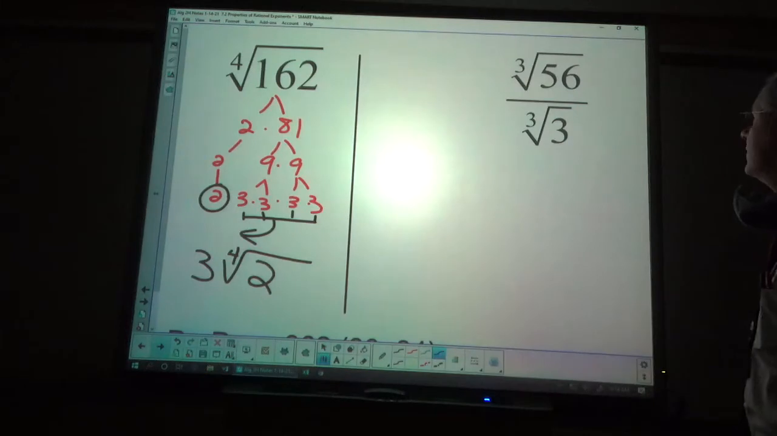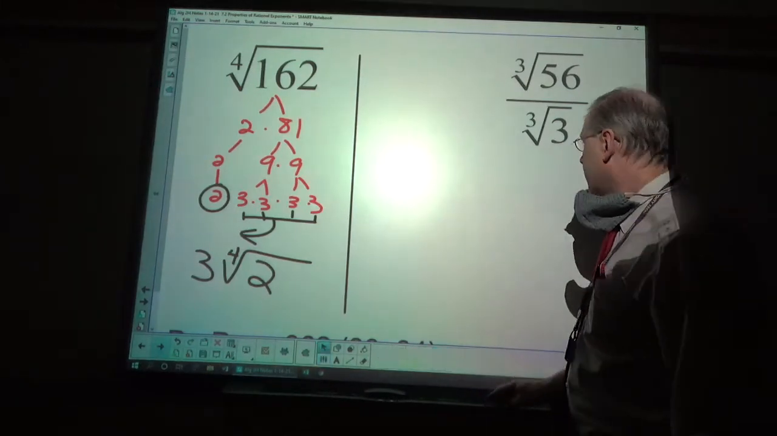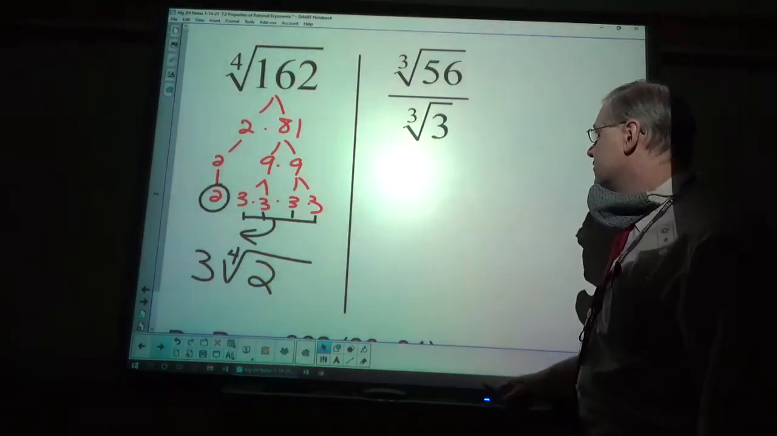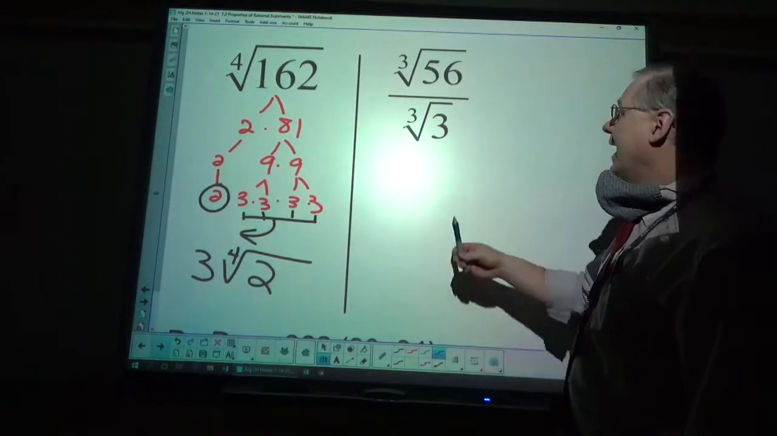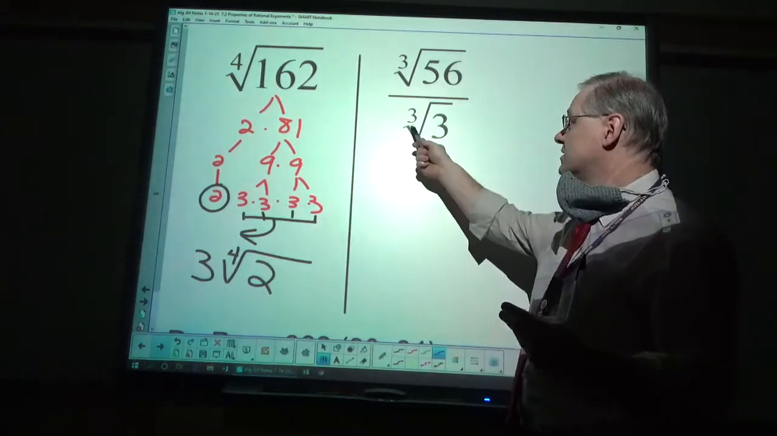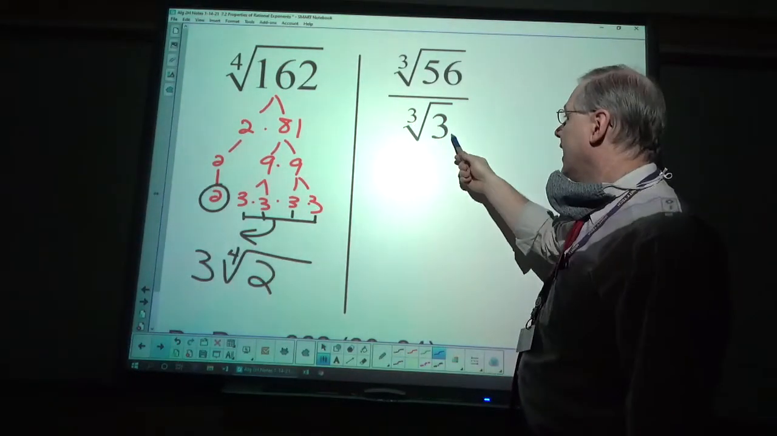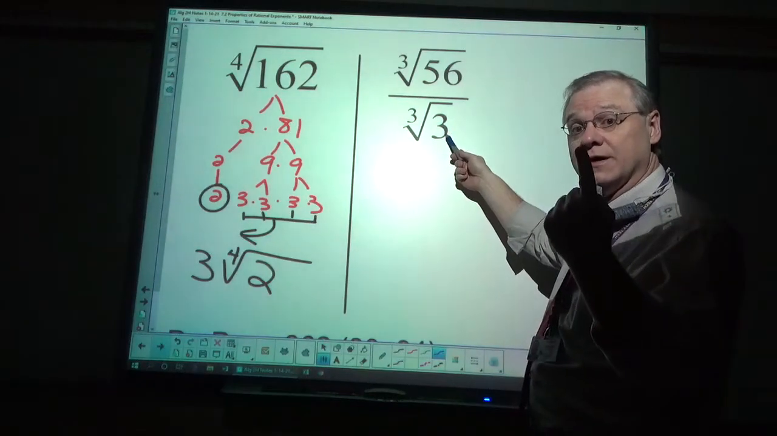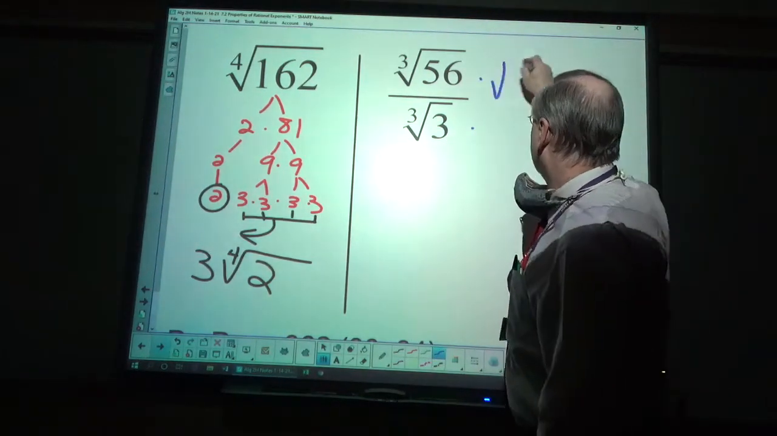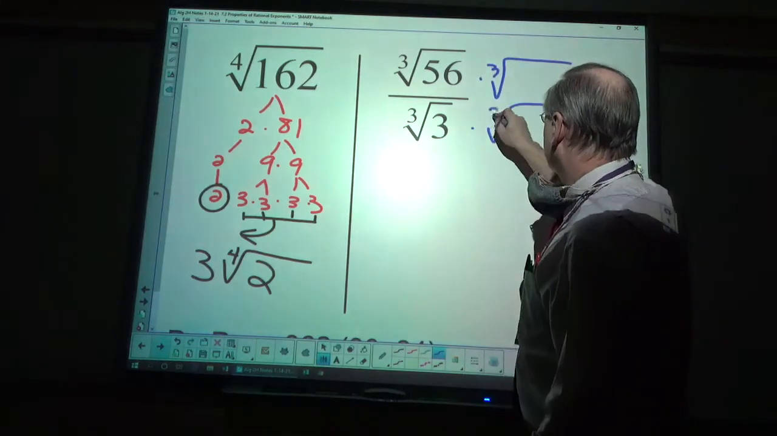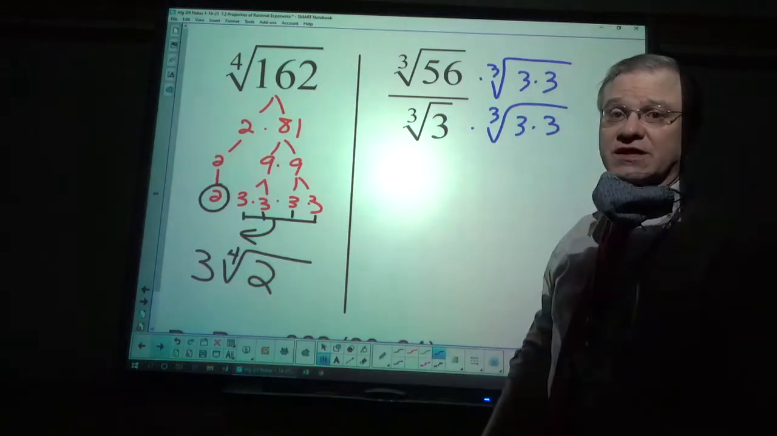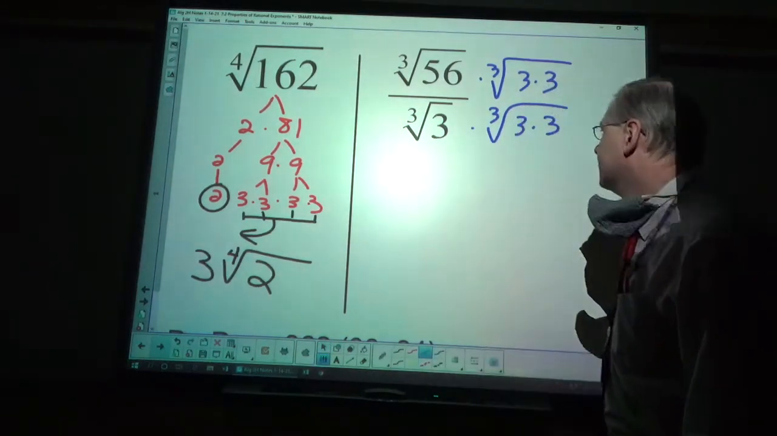Over here, 3 will not go into 56. So here's what I do. How many 3's do I need to pull one out? In this case, 3. How many do I have? 1. How many more do I need? 2. So I have to multiply top and bottom by cube root of 3 times 3 to rationalize this denominator.